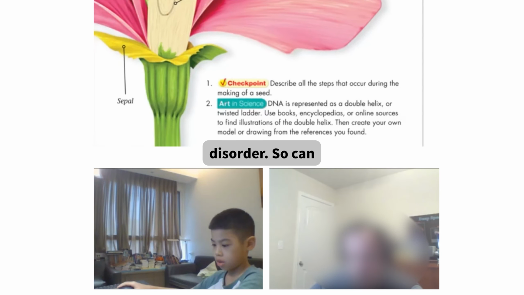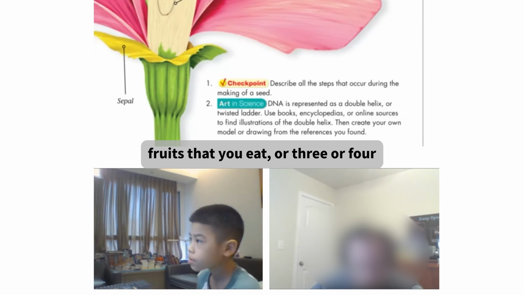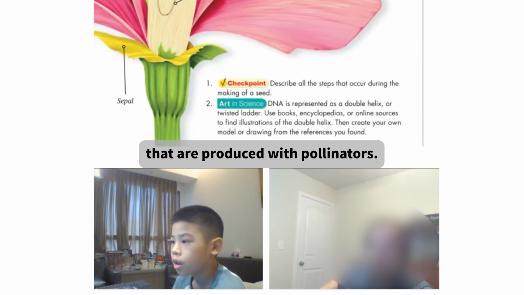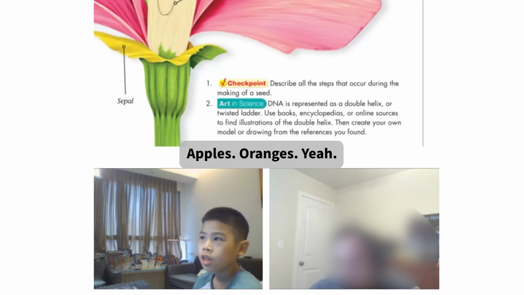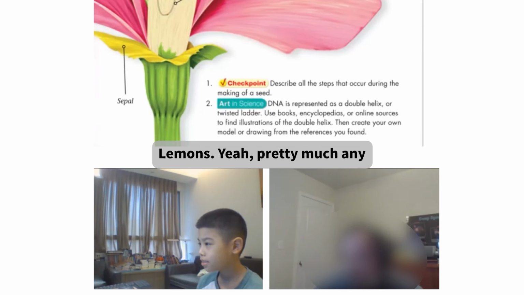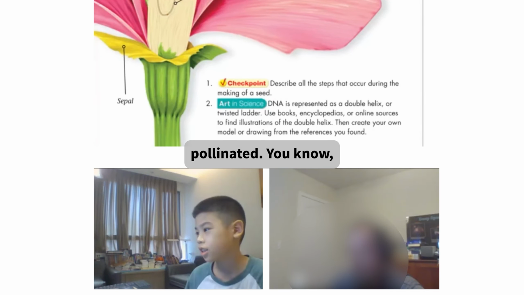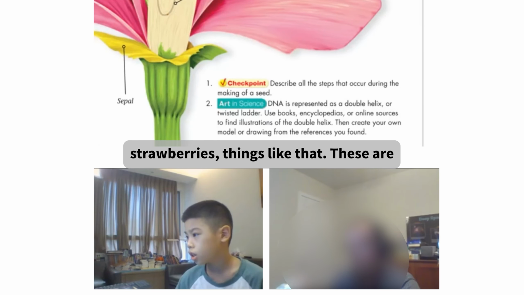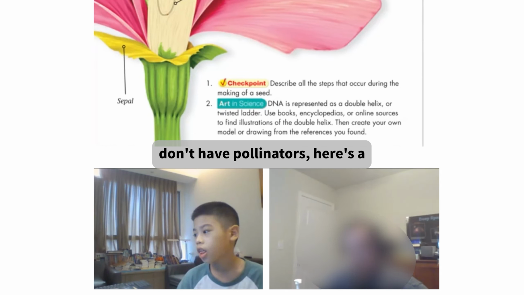Colony collapse disorder. So, can you think of maybe 3 or 4 fruits that you eat or 3 or 4 things that you rely on that are produced with pollinators? Apples, oranges. Yeah. What else? Lemons. Yeah, pretty much any fruit on a tree. Okay, fruits are pollinated. You know, strawberries, things like that. These are all pollinated things. So if we don't have pollinators, there's a problem.